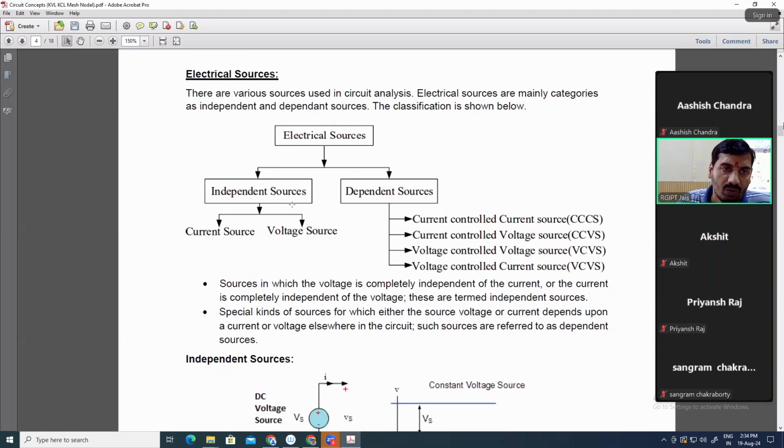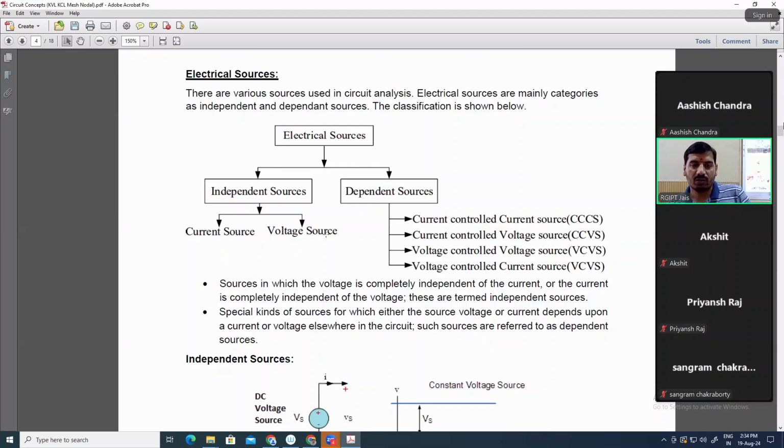So what are independent sources? Independent means the value of voltage or current will not depend on any other parameter. That value will be fixed throughout the time. It will not change and it will not depend on any other parameters. So these sources are called independent sources. Current sources and voltage sources can both be independent sources.